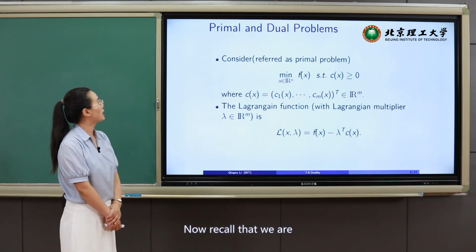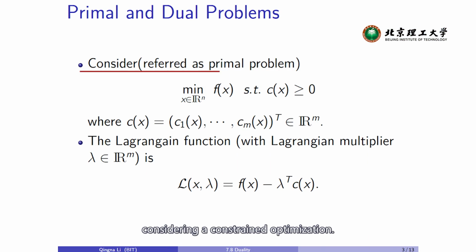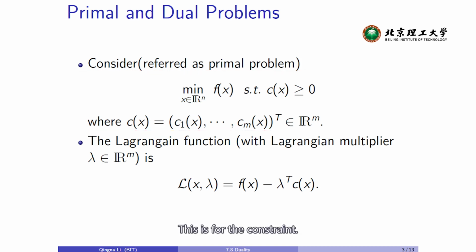Recall that we are considering a constrained optimization. At this moment, we consider only the inequality constraints. For the equality constraint case, it is similar. Here we write down the constraint c in terms of vector constraints, which means for each component we have c_i(x) must be greater than or equal to 0. So this is the constraint.